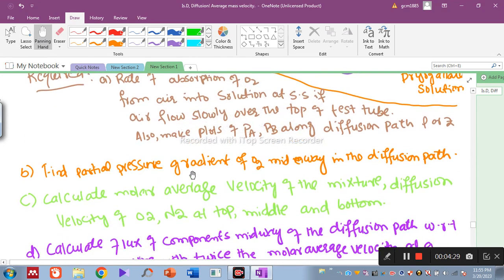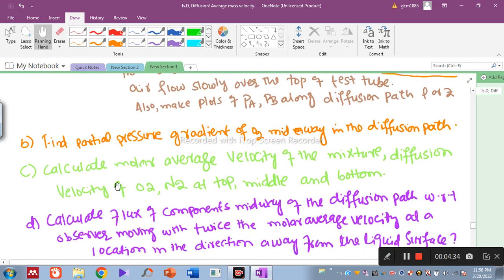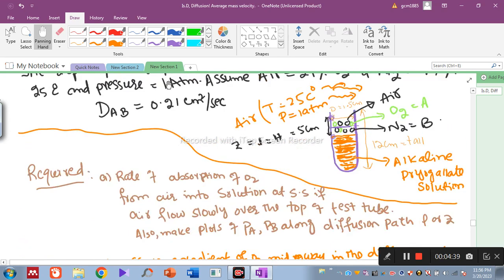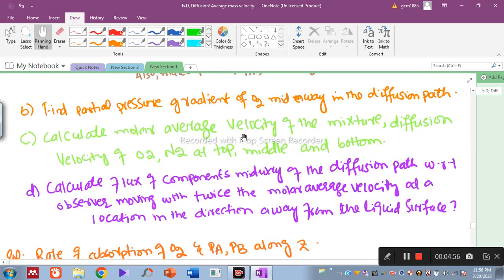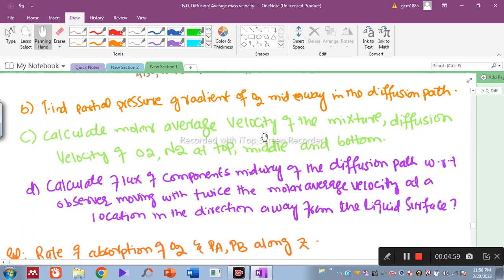Now, midway of the diffusion path, calculate the molar average velocity of the mixture, and the diffusion velocity of nitrogen and oxygen at the top, middle and the bottom. So what will be the diffusion velocities of nitrogen and oxygen at the top position, at the middle position, and at the bottom position? And what will be the molar average velocity of the mixture, which is made of nitrogen and oxygen? And the fourth part is to calculate the flux of the component.